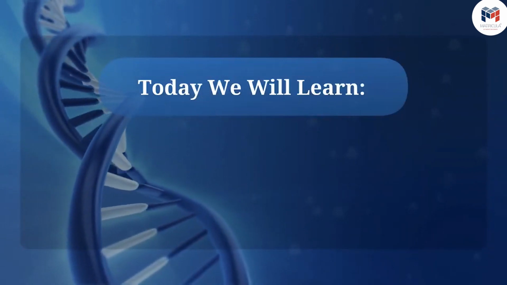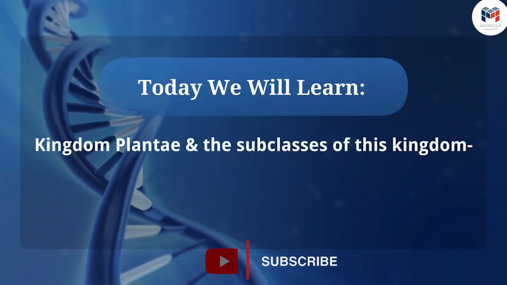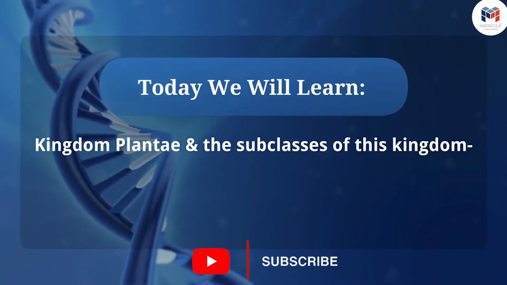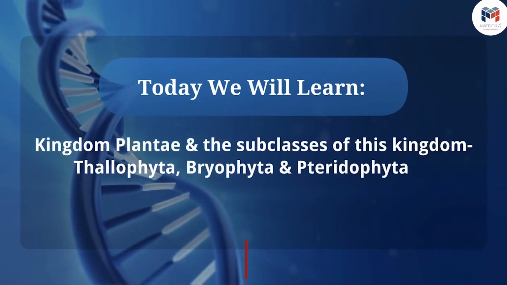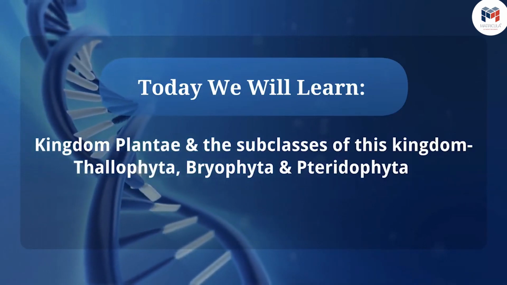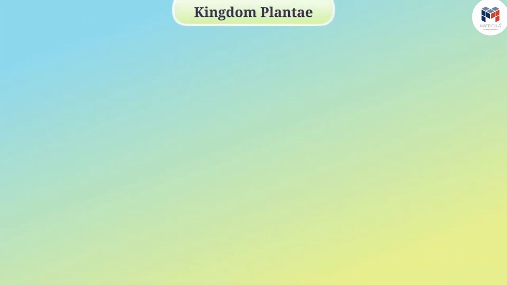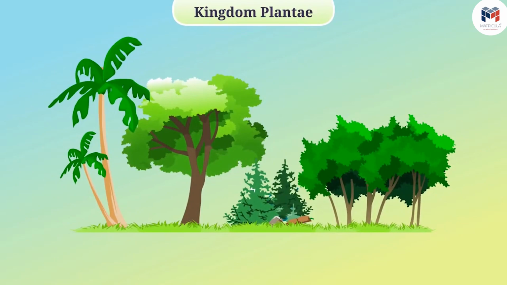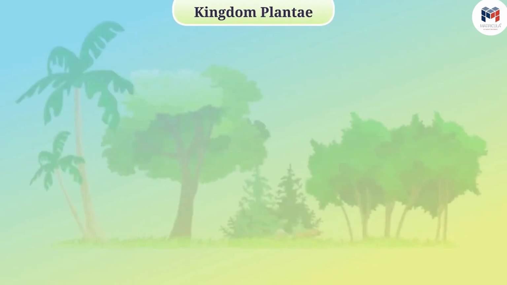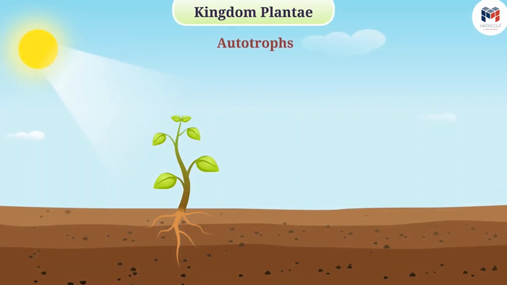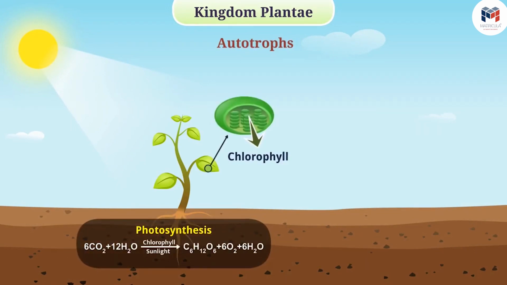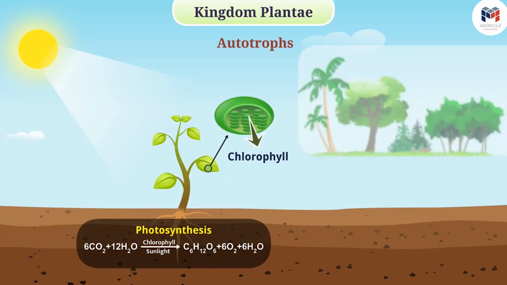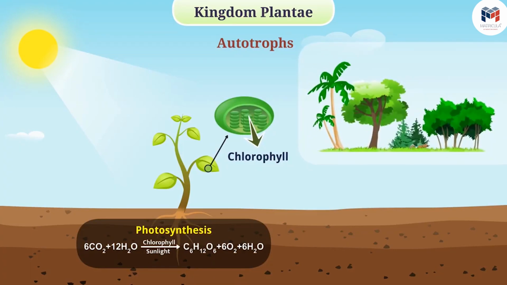Today we will learn about the kingdom Plantae and the subclasses of this kingdom, Thallophyta, Bryophyta and Pteridophyta. Let us first discuss the kingdom Plantae. Kingdom Plantae consists of all autotrophs which perform photosynthesis with the help of chlorophyll and can make their own food. All plants are members of the Plantae kingdom.